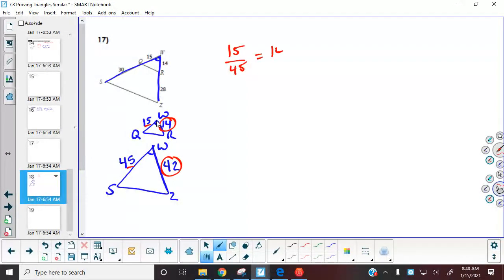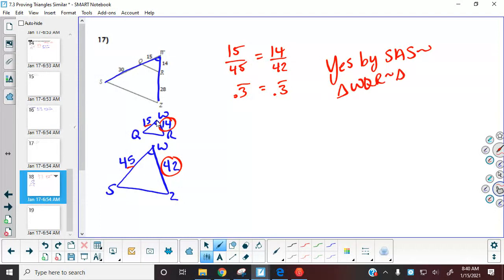So if I do 15 over 45, 14 over 42, in each case, you get 0.3 repeating for this one, 14 divided by 42, you get 0.3 repeating for this side. And so since those are equivalent and we have the angle between the two sides, this would be yes by side angle side. And then as far as your similarity statement, you would have WQR is similar to triangle W, and then moving down along this side, WSZ.